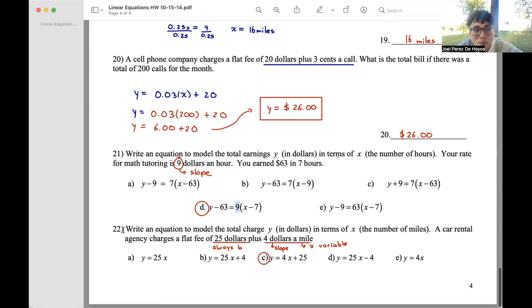And the slope will be 9. In number 22, it says write an equation to model the total charge, y in dollars, in terms of x, the number of miles. A car rental agency charges a flat fee of $25, always b, plus $4 a mile. So slope is 4, x is a variable. It will be y equals 4x plus 25.